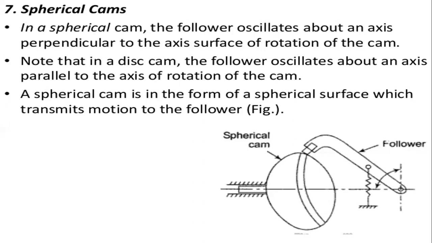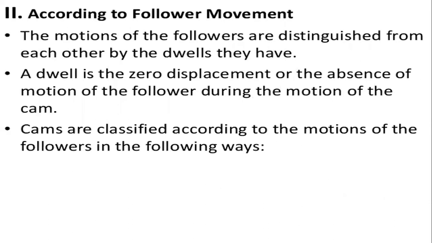We used to note that in a disc cam, the follower oscillates about an axis parallel to the axis of rotation of the cam. So generally it is used parallel to the axis of rotation in a cam. And a spherical cam is in the form of a spherical surface which transmits the motion to the follower. So generally it is used to transfer the motion of the follower.